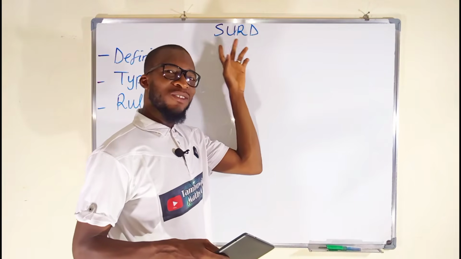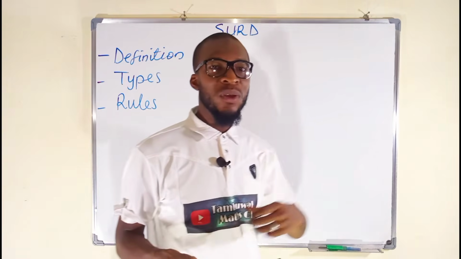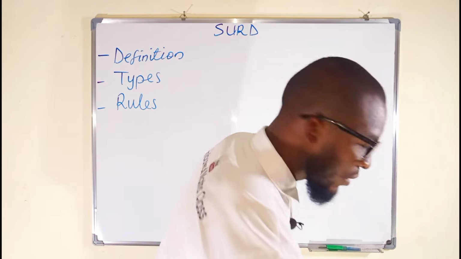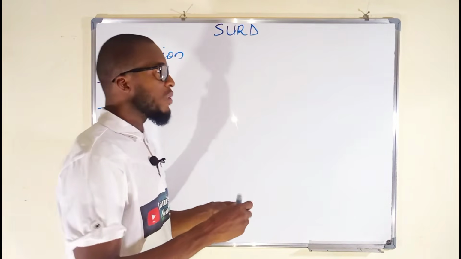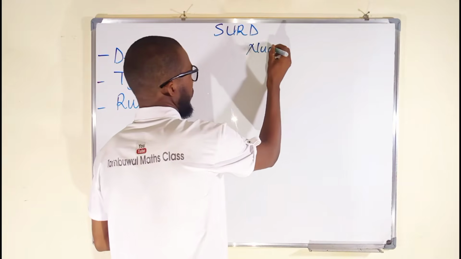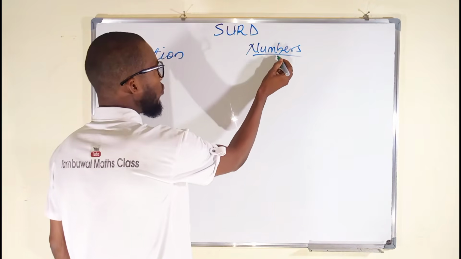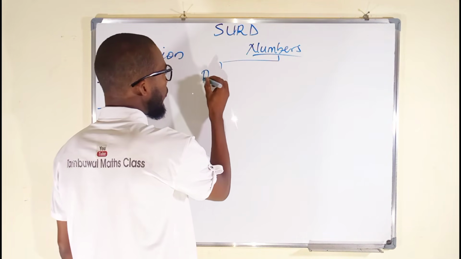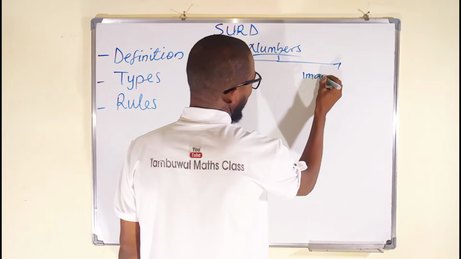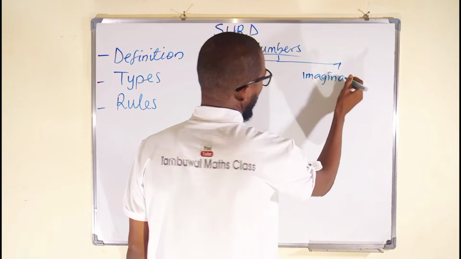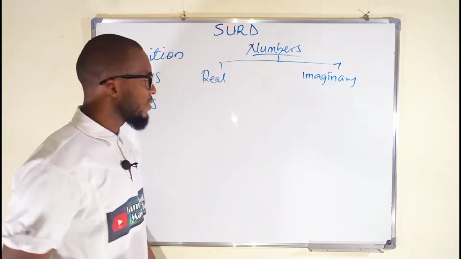I would like to let you know that SURD is a number. So if it is a number, let us refresh our memory on our previous lesson. If you could recall, when I introduced the topic numbers, we categorize these numbers into two. We say there are real numbers and there are imaginary numbers. We are not going to talk about imaginary numbers because our SURD is under real numbers.